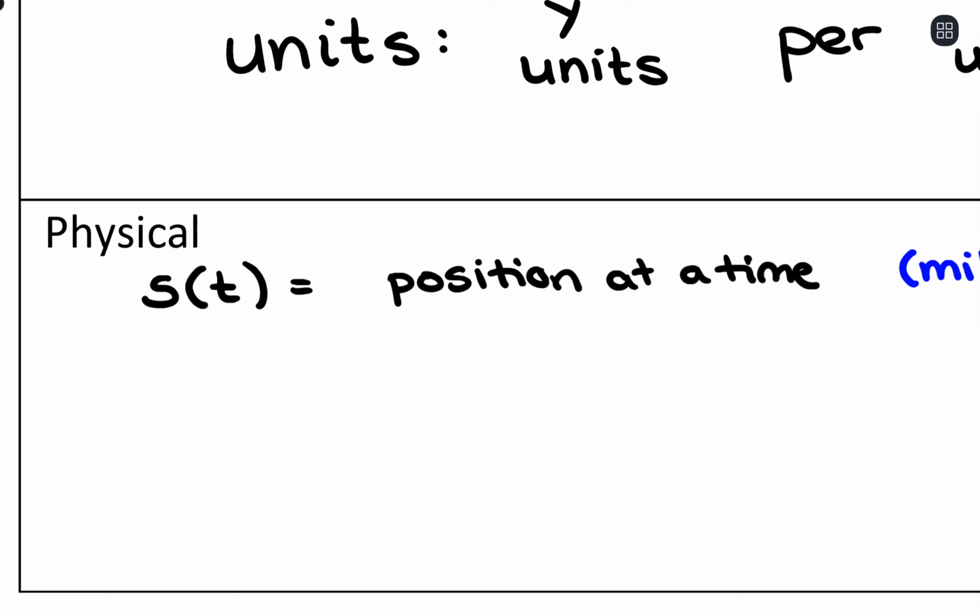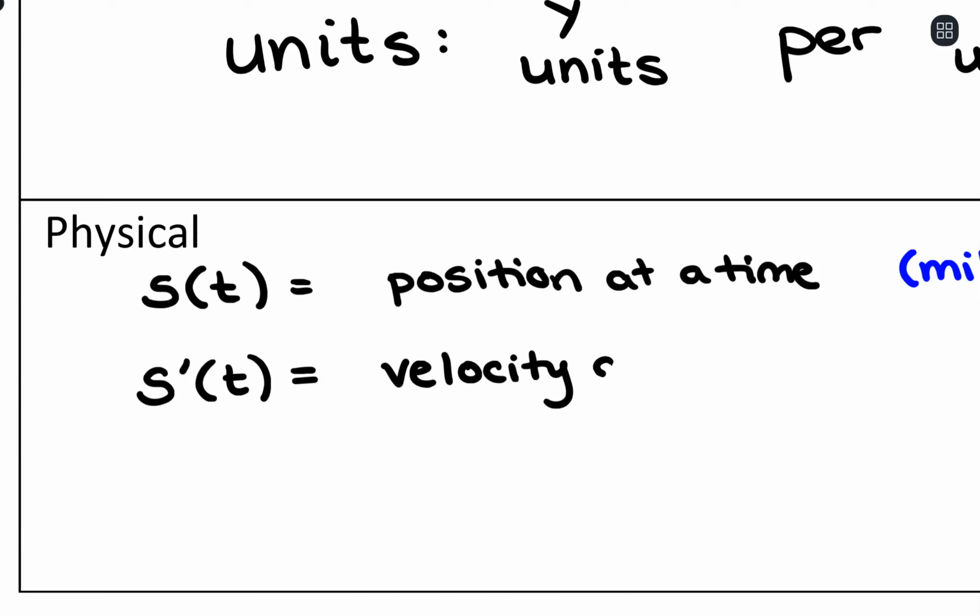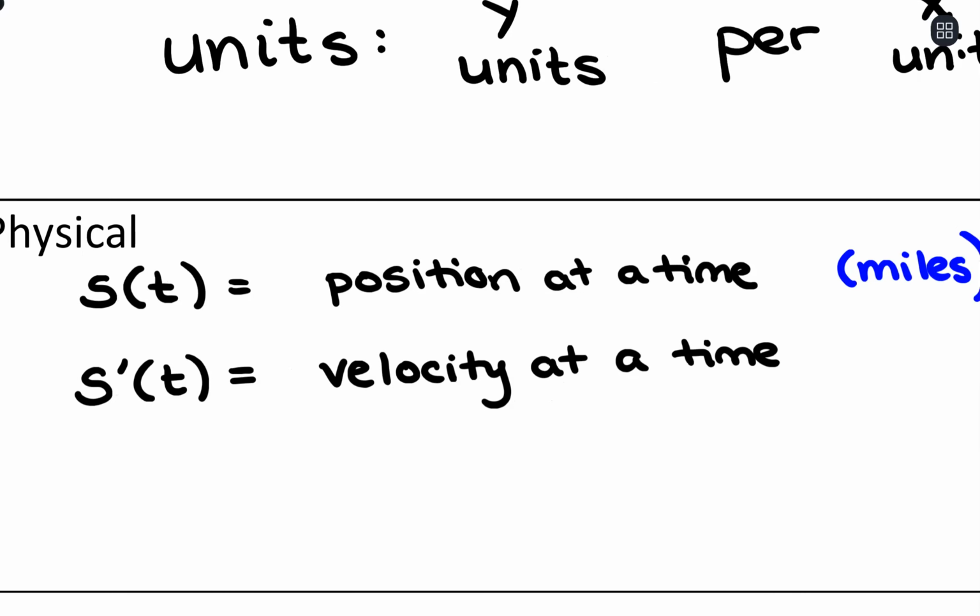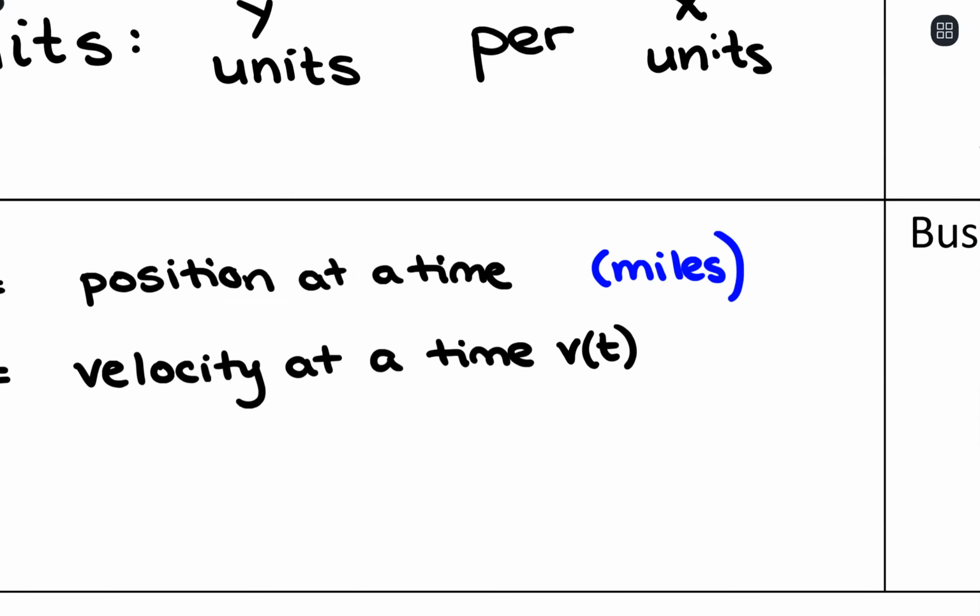So if we take the derivative of this function, so s prime of t, that's the same as mapping the velocity at a time. Velocity at a certain time, which we could describe that function as v of t. So units for this, let's say our units for time is hours. This would be miles per hour.